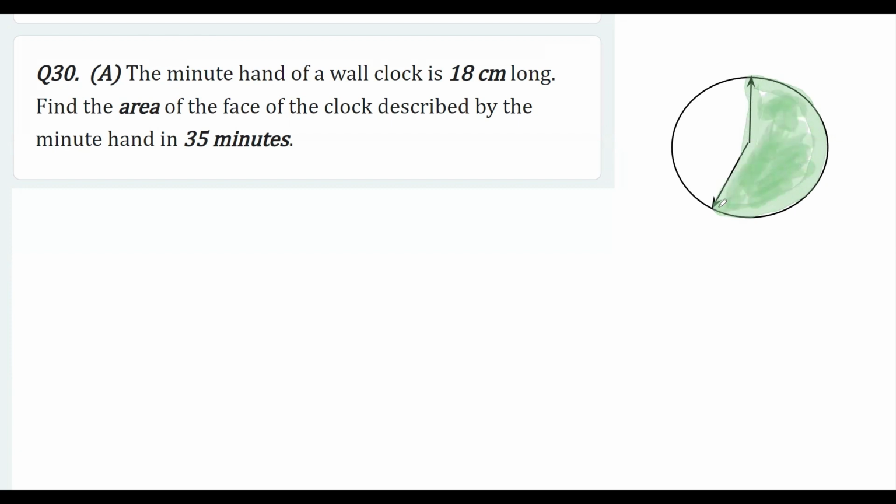Now we know that the formula for finding the area of the sector is θ over 360 multiplied by π r square, right? So clearly r we know, as we discussed earlier, that here the radius is this only. So the length of the minute hand is its radius, and we know this is 18 centimeter. What we don't know is the angle, that is the theta here.